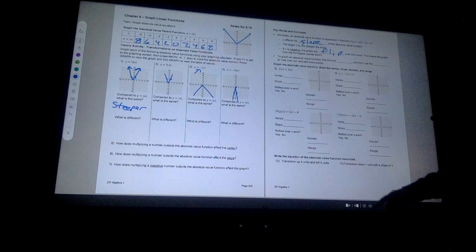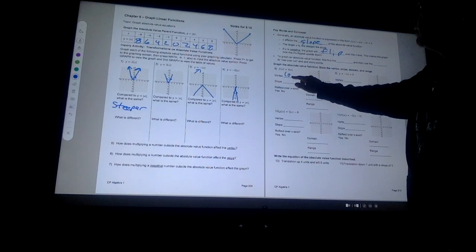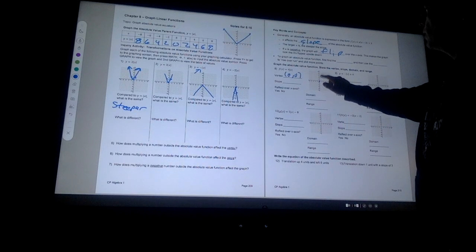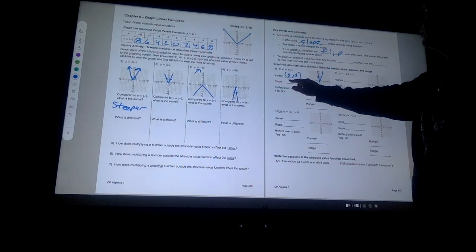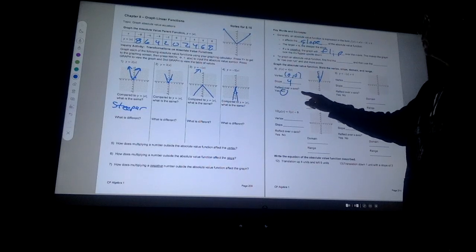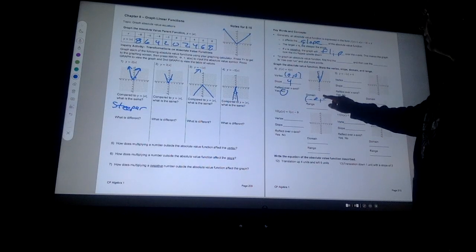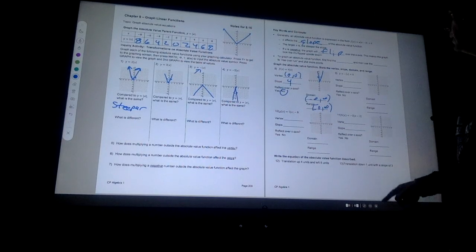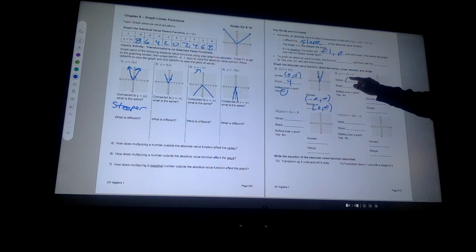All right, so number 8, vertex is at 0, 0. I'm going to go up 1, right 4, or up 4, right 1. So the slope is going to be 4 over 1. Does it reflect over the x-axis? No. Domain, negative to positive infinity. Range, 0 to infinity.